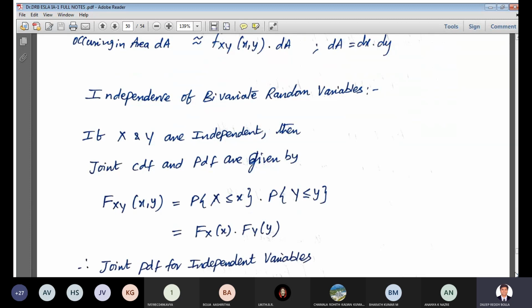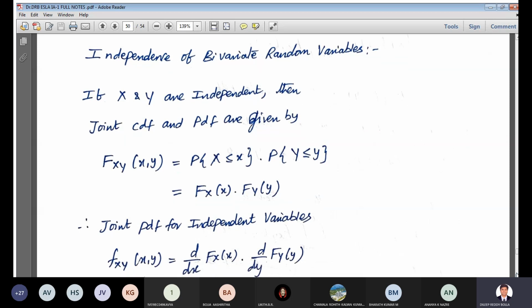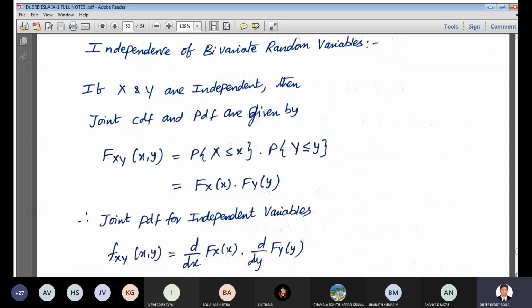Okay, so next is independence of bivariate random variables. What does this independence mean? Let us see and understand what this independence of bivariate random variables is. We know bivariate random variables have x and y, like two-dimensional. And what is this independence here? How do we know whether they are independent or not?